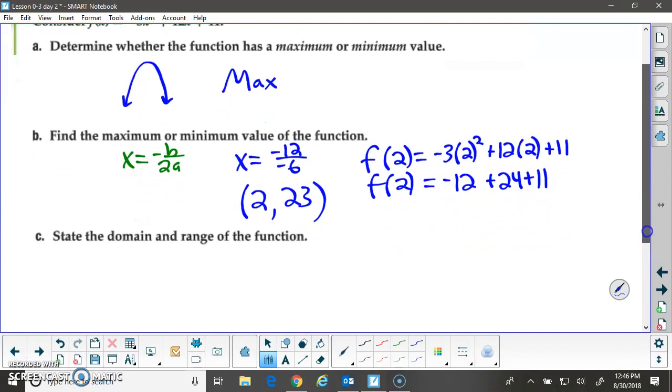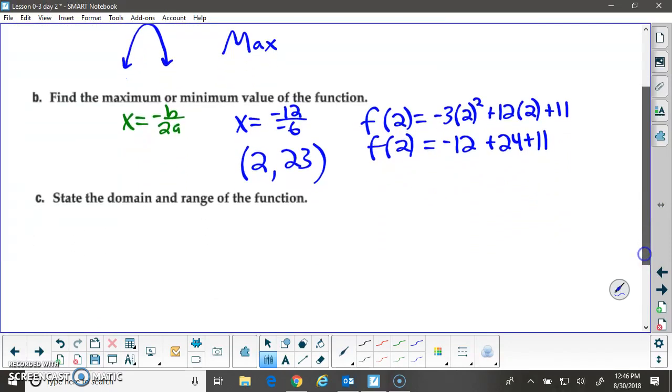And then part C says state the domain and range of the function. Well, domain is describing the left and the right of this graph, and this graph continues on forever to the left and forever to the right. So the easiest way, I think, to describe the domain when it's all real numbers is from negative infinity to positive infinity. You could also use this symbol. It's like a capital R, usually bolded, which represents all real numbers.